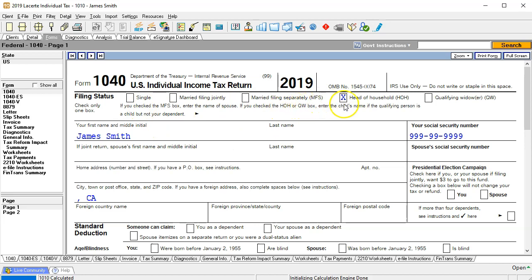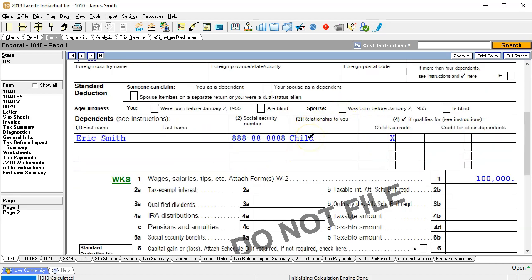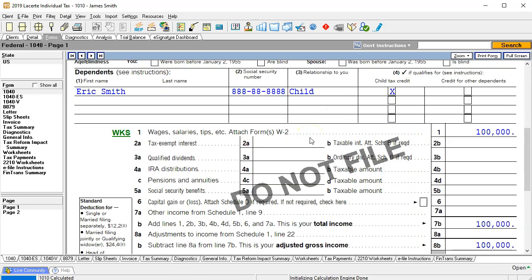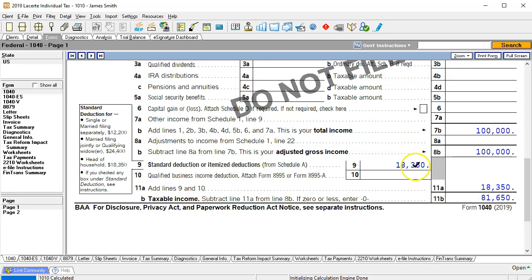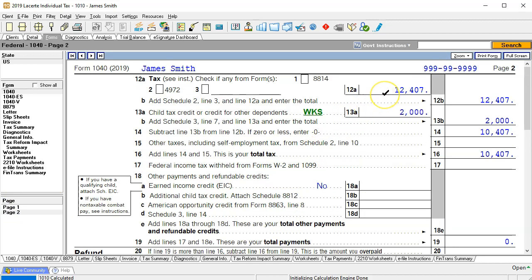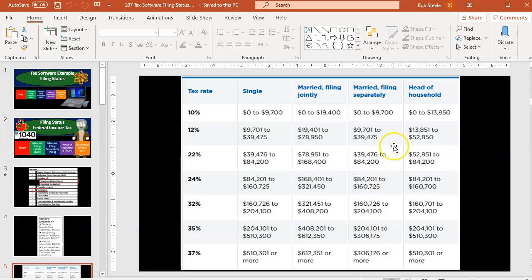Why? Because if you go to the head of household, typically you're then going to have a child here for the dependent usually. We'll have the same $100,000. Now you can see the standard deduction is at $18,350, which is in accordance with the $18,350 on the side. If we jump to page 2, then we have the tax at $12,407. And once again, if you take a look at the tax rates for the head of household, you'll generally see it's going to be a beneficial status as well for the head of household over what would be the single.